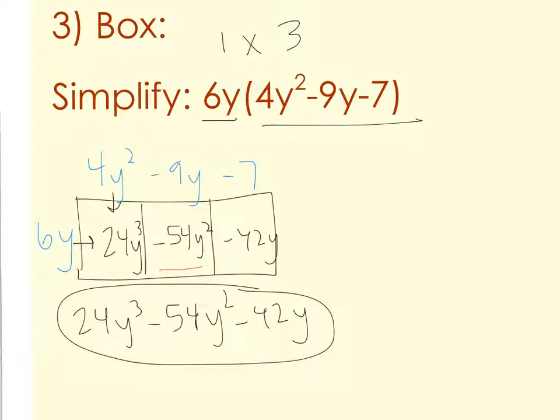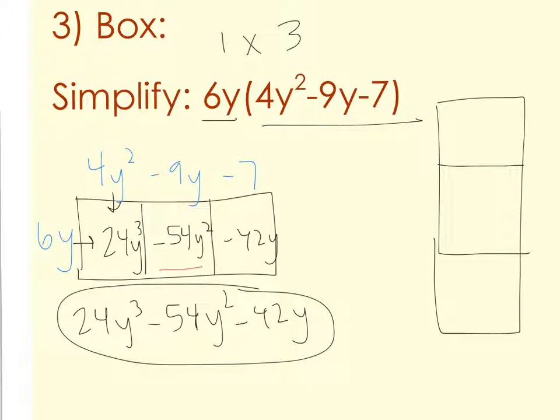Or I could also make my 1 by 3 box vertical over here, right, dimensions 1 by 3, and I'll put 6y, the monomial, one term, where the one-sided box is, my 4y squared, negative 9y, negative 7, and then I go ahead and multiply as I did before with my horizontal box, and I should, and I will, get the same answer.